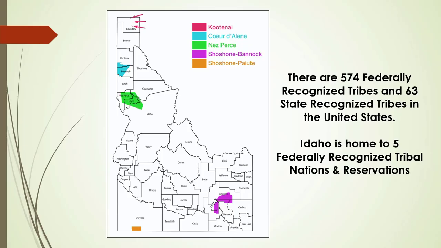So currently there are 5 federally recognized tribal nations and reservations, that's a legal term, in Idaho. Nationwide there are 574 that are federally recognized, and then an additional 63 that are recognized just by the state. And I don't know how many beyond that are seeking federal recognition. Some tribes were considered exterminated, but it turned out some people were still maintaining those cultural ways, and they're seeking redress and recognition of their tribe.